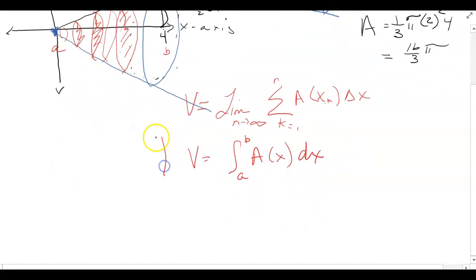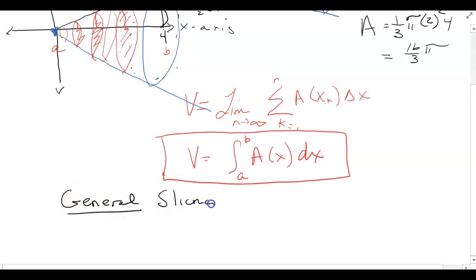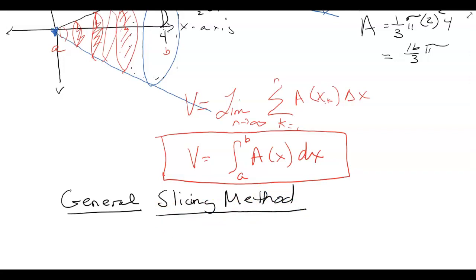This gives us what we call the general slicing method. And it's called general because not always will you have circles. A figure can be formed in such a way. You can check out the beginning of the slides I posted for you.